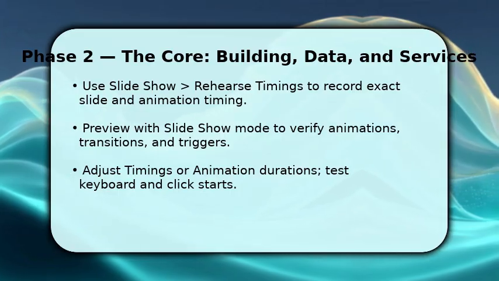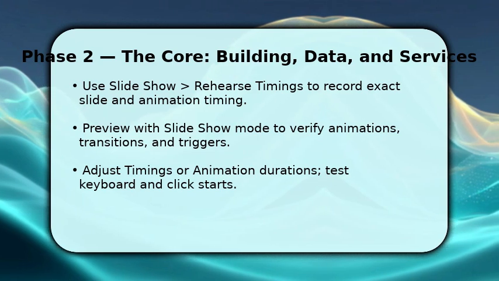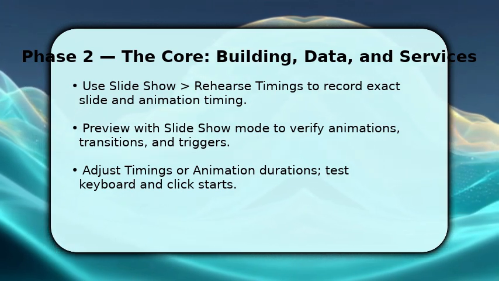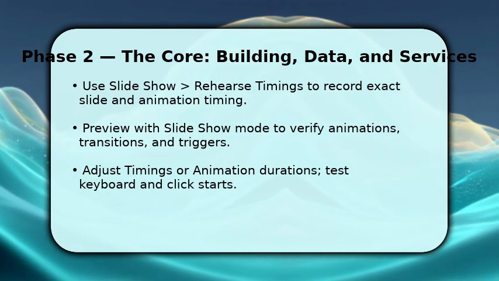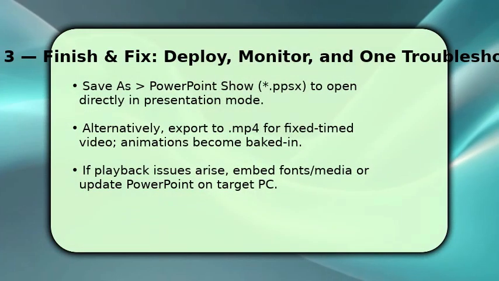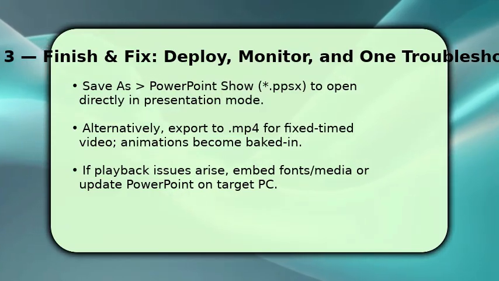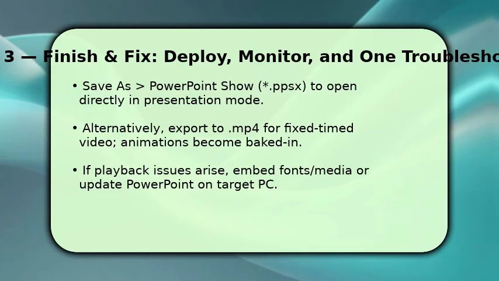If something feels off, adjust durations in the animations pane, re-record that slide's timing, and preview again. Make sure to save after a successful full run. To preserve interactive animations, choose File, Save As and pick PowerPoint Show, PPSX. This opens directly in slideshow with animations and timings intact.